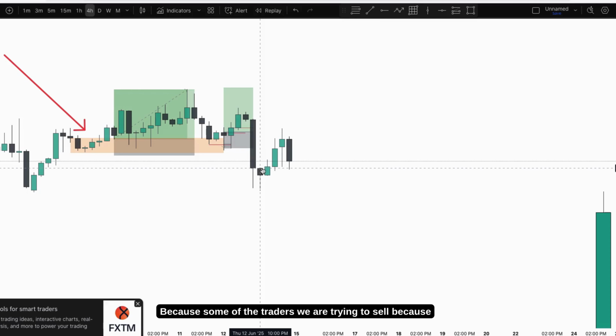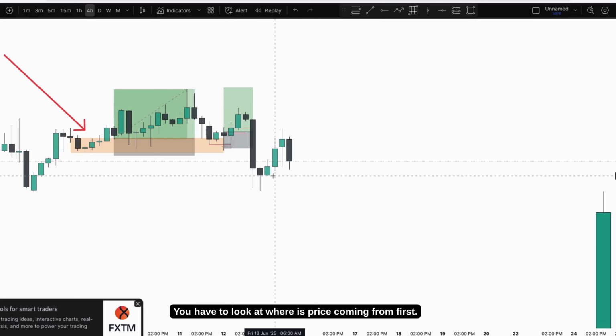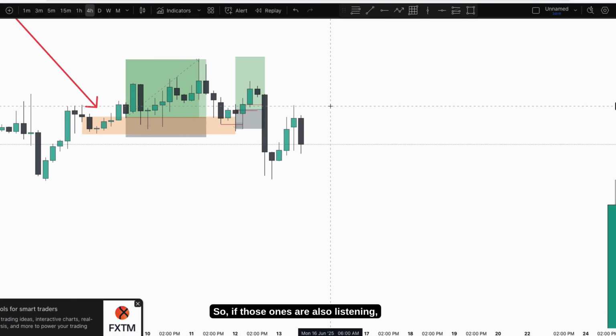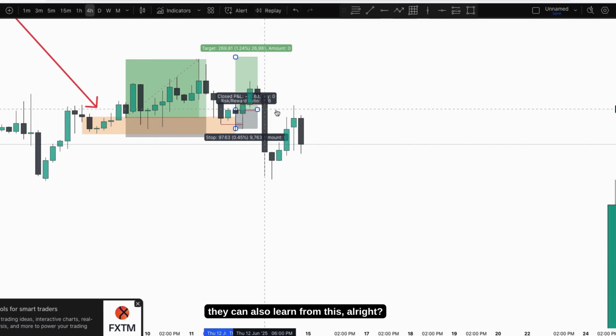All right, because some of the traders were trying to sell, because there's some traders that whenever they see fair value gap anywhere, they just want to sell. You understand? They just want to sell. But they are not in my group, of course. But I had to let them know that, hey, you just don't sell fair value gap blindly. You have to look at where is price coming from first. That's what you want to see first. All right. So if those ones are also listening, they can also learn from this.